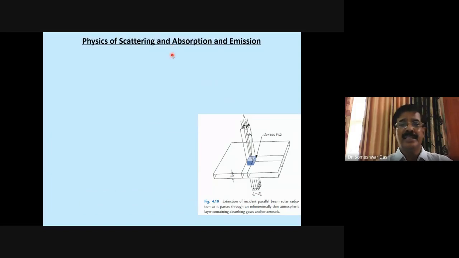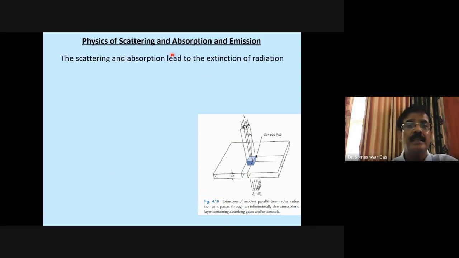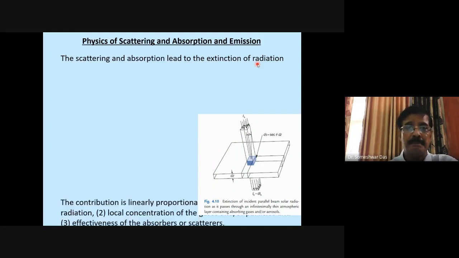Now let's see the physics of scattering, absorption, and emission. This also we have studied in the first semester. The scattering and absorption lead to extinction of radiation, that is, a decrease of the radiation because of scattering and absorption due to the presence of aerosol particles or clouds in the intervening atmospheric layer.